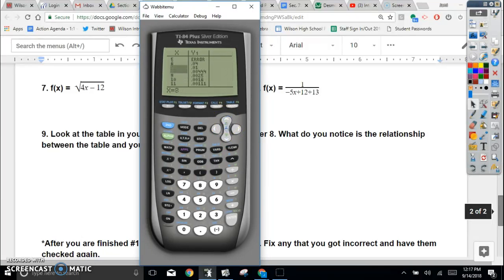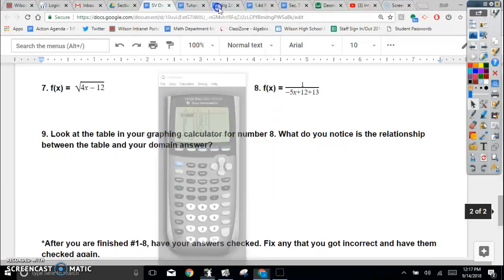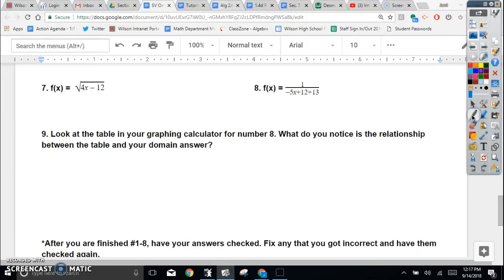Okay? So that's what domain lets you say. Look, I have all these values for number 8 except at number 5. What do you notice? 5 is undefined. Just like we said in our domain. This was negative infinity to 5 and 5 to infinity. So everything works, but this 5 in the middle. That's what that means.